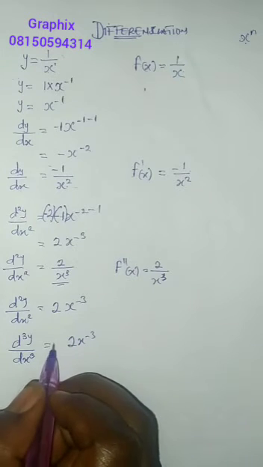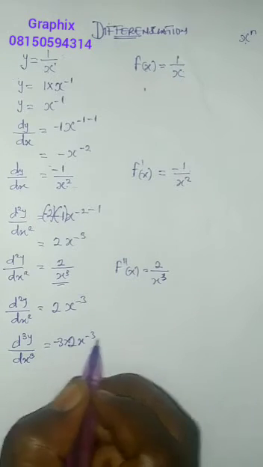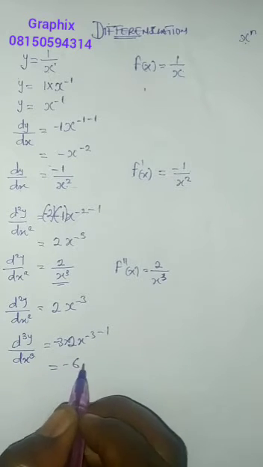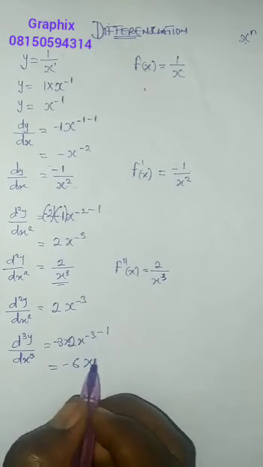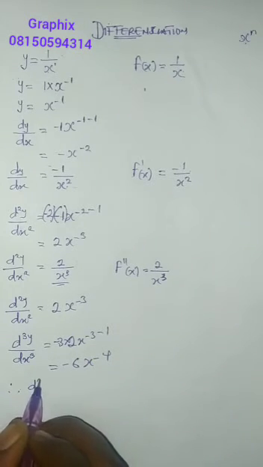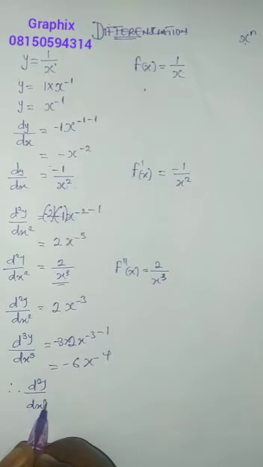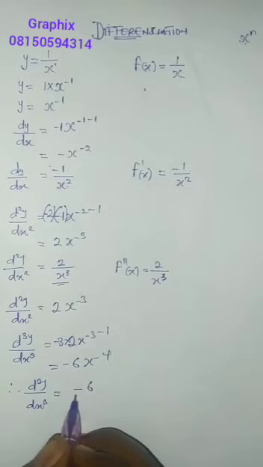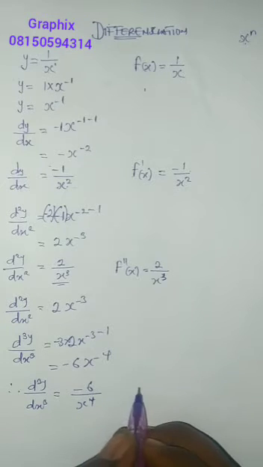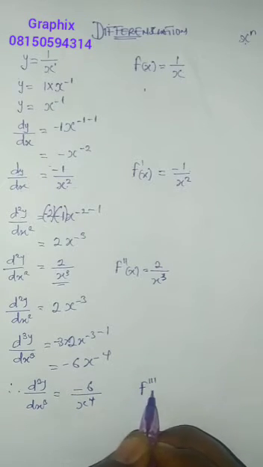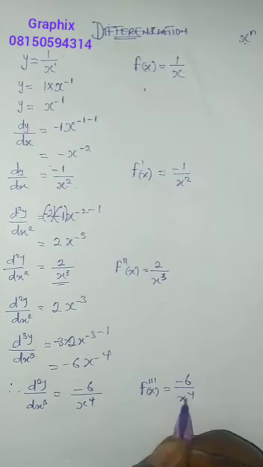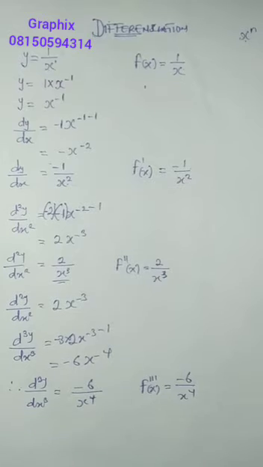So the minus 3 will come to the front. We have minus 3 times this. I'll subtract 1. And this will give me minus 3 times 2, which gives you minus 6, x to the minus 3 minus 1, which gives you minus 4. So therefore, my d cubed y over dx cubed will give me minus 6 over x to the 4. Are we good? Or I can say my f triple prime of x is equals to minus 6 over x to the 4. It can continue that way, right?